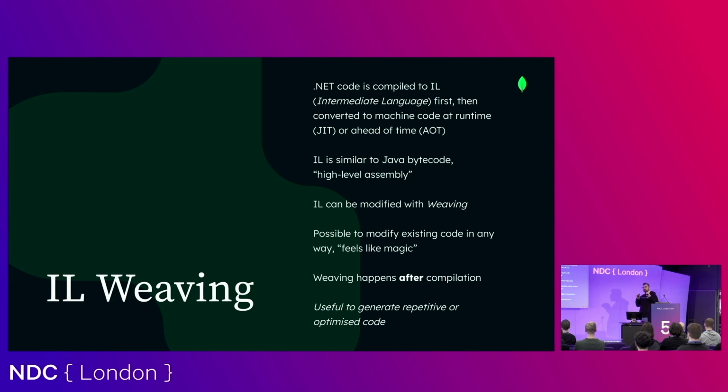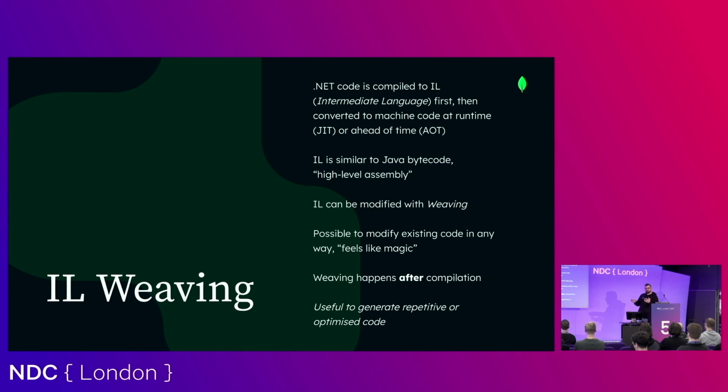IL weaving essentially is the process of modifying the IL code in some way to do something. It almost feels like magic because you can modify everything with IL weaving. You can add classes, change the behavior of methods, change attributes, and so on. One important thing to remember is that IL weaving happens after compilation, so the code already needs to be in a compilable state before the IL weaving is doing anything. Another thing to remember is that this is not visible to the user. This is happening after the code is compiled, so the user doesn't know that anything has happened.